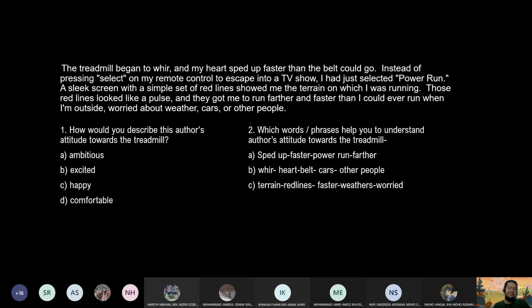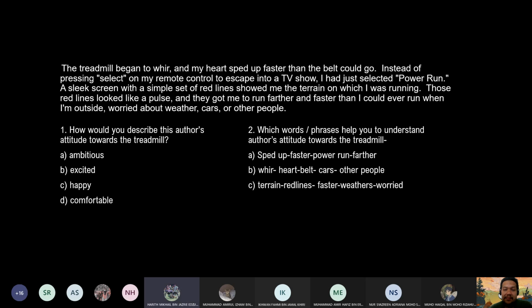Okay, this is the same question but a different passage, though quite similar. Describe the author's attitude toward the treadmill, and which phrase helps you to understand the author's attitude towards the treadmill. The first one would be excited. Yeah. We have ambitious, excited, happy, comfortable. Why do you say excited?